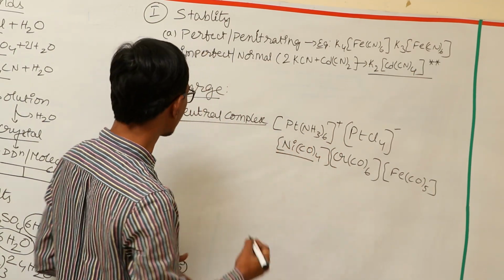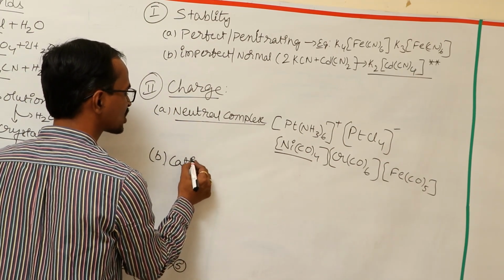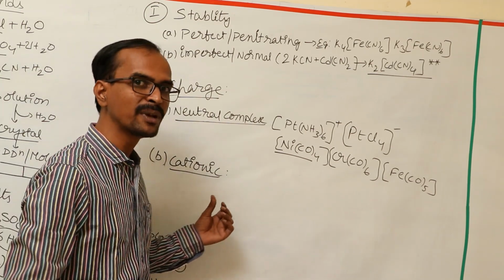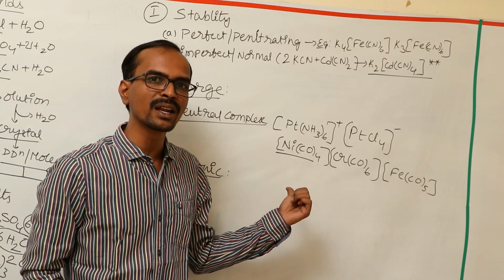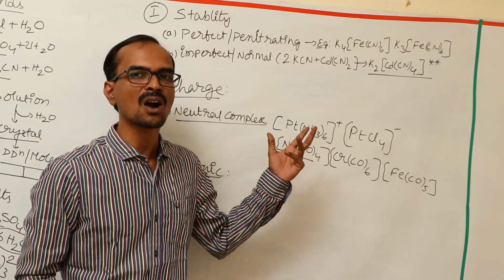The next kind of complex we have is the cationic complex. That means when you dissolve this compound in aqueous solution, a positive charge will be formed over the complex ion.